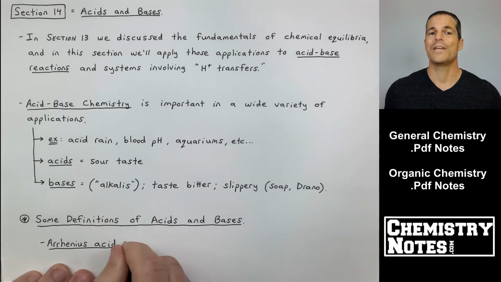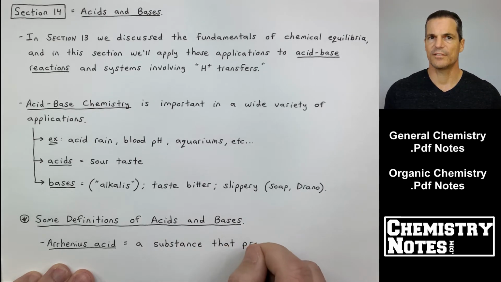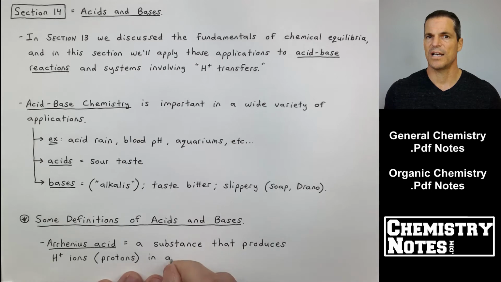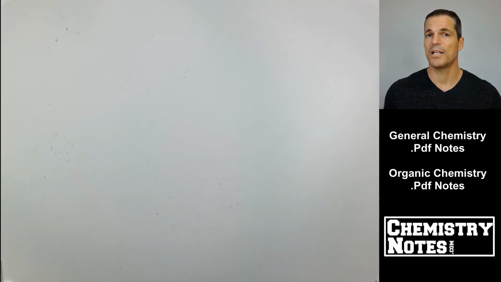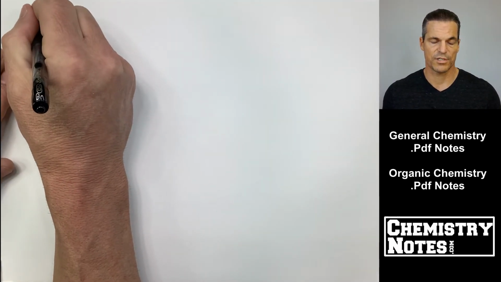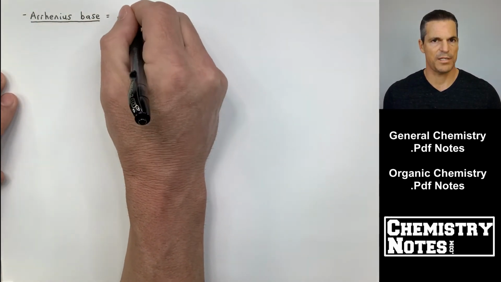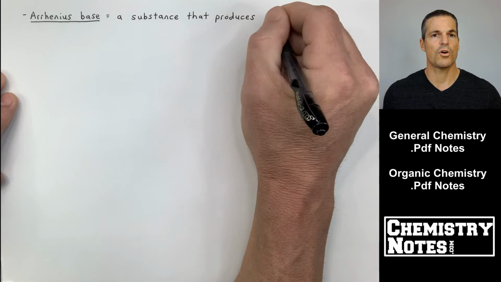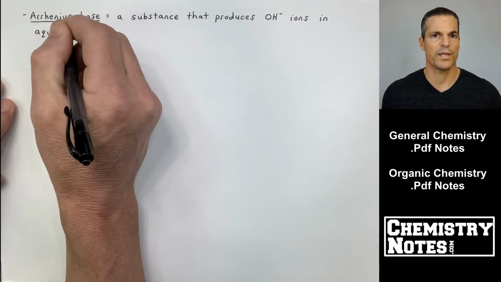So an Arrhenius acid is a substance that produces or releases H plus ions, which are the same thing as protons, by the way. An H plus ion is just a proton. Arrhenius acid, a substance that produces H plus ions in aqueous solution. Okay, it's got to be an aqueous solution. An Arrhenius base has to be in aqueous solution again, but it is a substance that produces OH minus ions in solution, specifically in aqueous solutions.